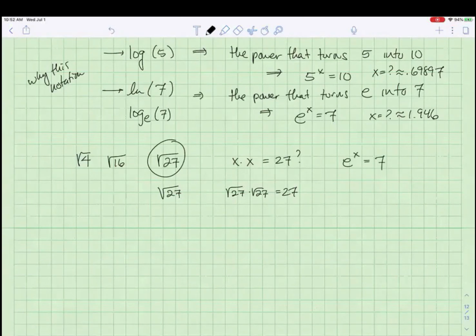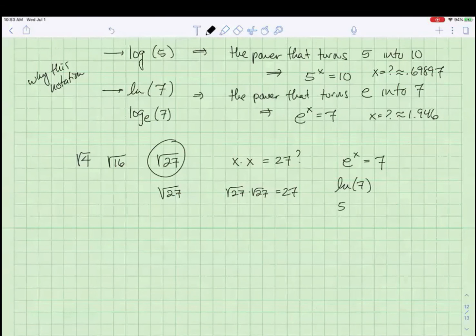do you believe there's a number out there that turns the number E into the number 7? The answer to that question should be yes, I believe that there's a number out there, but also, no, I have no idea what that is. And so we come up with a symbol for that. It's the natural log of 7. So that's what that symbol is for. It's for the number that will take E and turn it into 7.